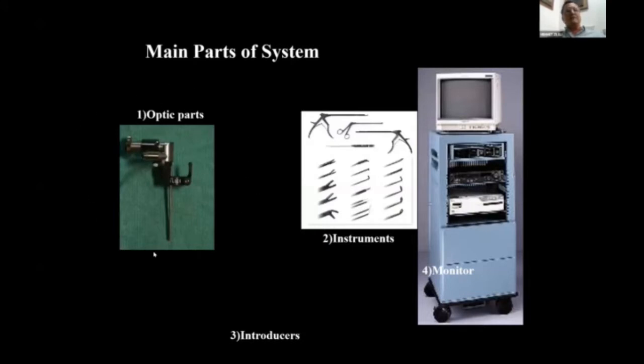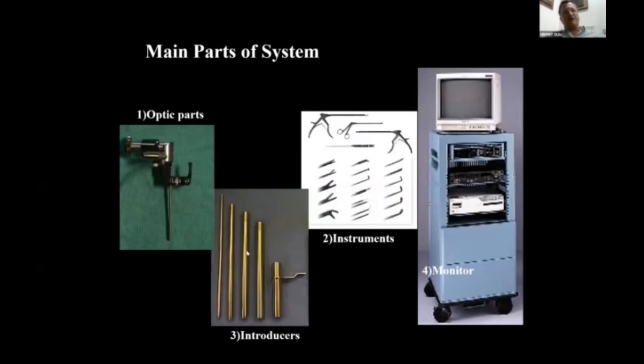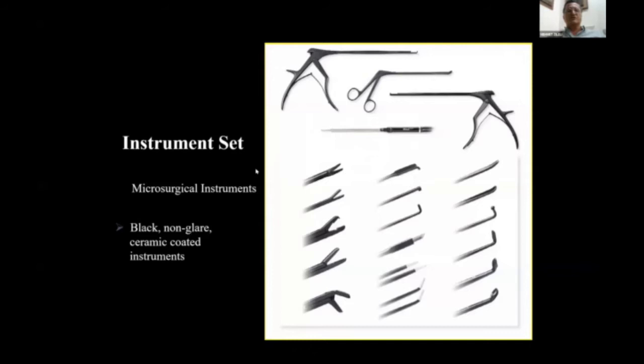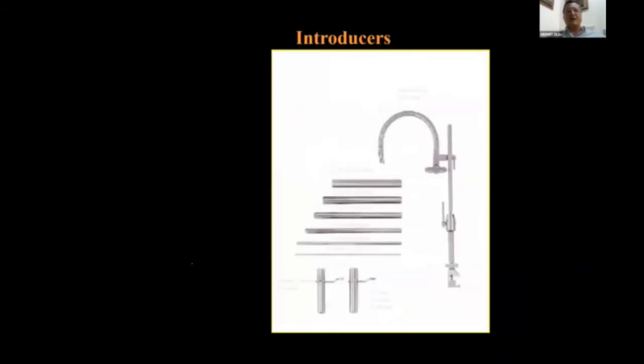This is the optic parts. These are the instruments. These are the dilators and introducers. Instrument sets are almost same as we are familiar with microdiscectomy, but they are black, non-glaring, and ceramic-coated instruments. You start with a key wire introduction, then dilators, and place a different type of tubes. And that tube is connected with a flexible arm to a table-mounted part.